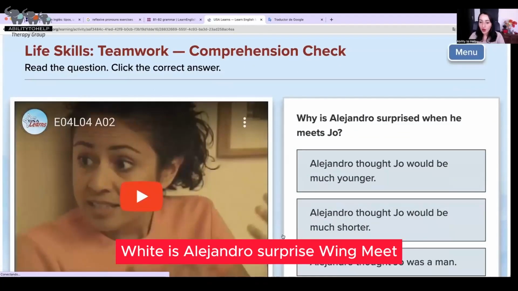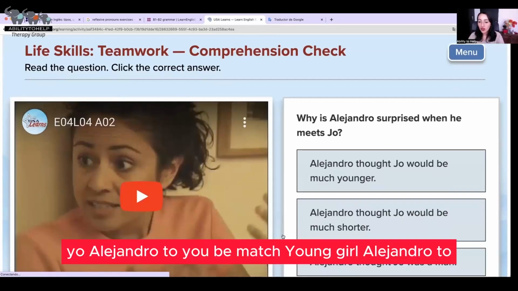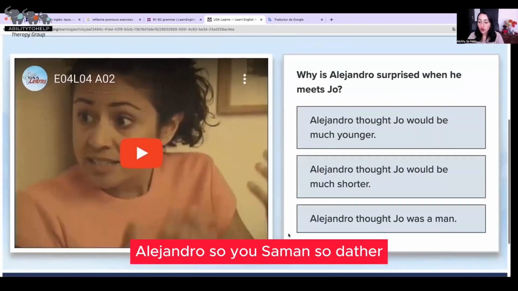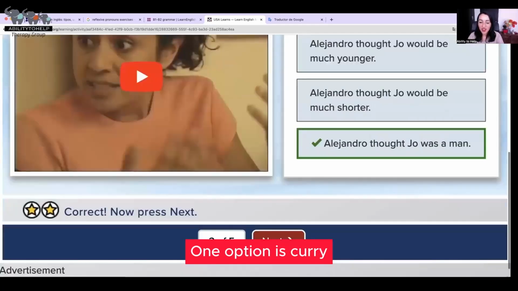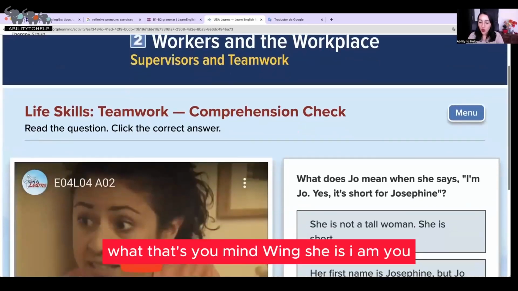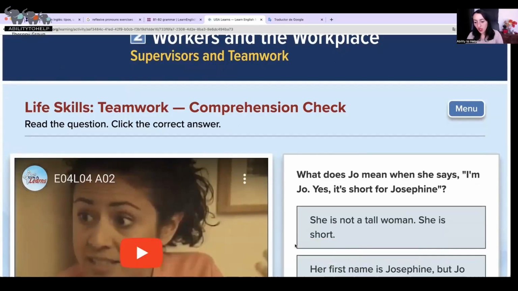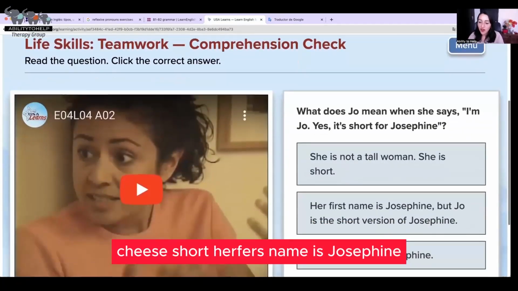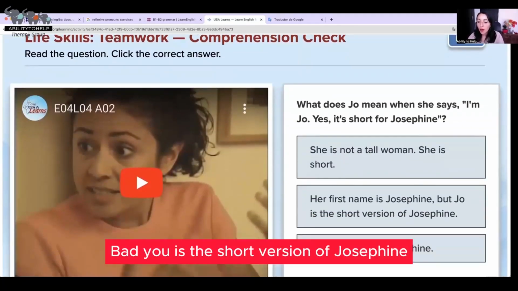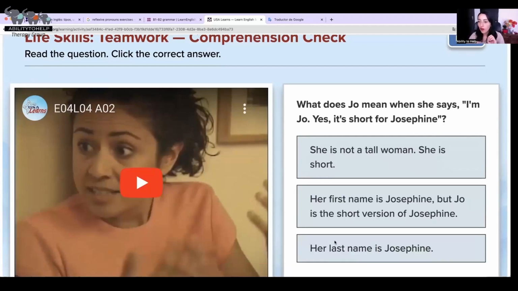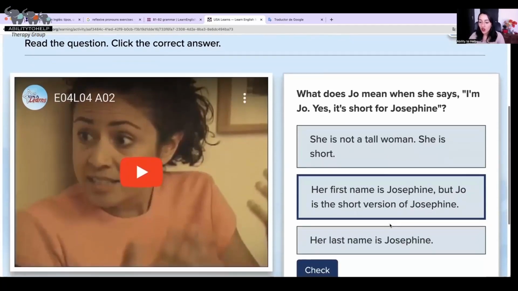Why is Alejandro surprised when he meets Joe? Alejandro thought Joe would be much younger. Alejandro thought Joe would be much shorter. Alejandro thought Joe was a man. So the third option is correct. What does Joe mean when she says, I am Joe? She is short for Josephine. She is not a tall woman, she is short. Her first name is Josephine, but Joe is the short version of Josephine. Her last name is Josephine. No, it's the short part of her name. So that's why her first name is Josephine, but Joe is the short version of Josephine.